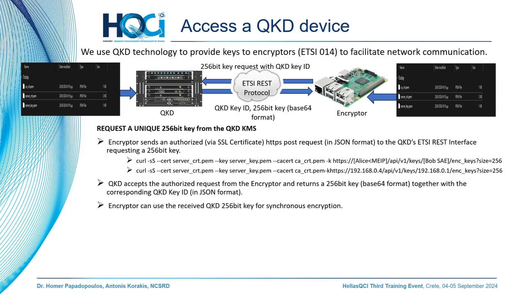So we have QKD, and we have an encryptor. In our case, we use a very simple encryptor. You can use a laptop or a box or whatever, or Nokia's, or Evolution Q, I think they used. So how do these systems work, because the encryptor should take the keys from the QKD?